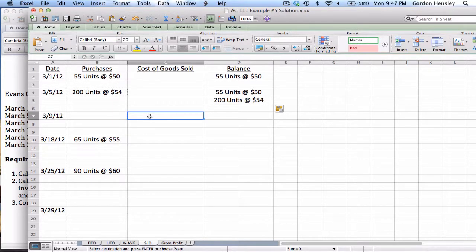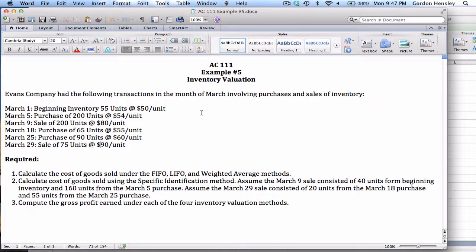Now this time, to use specific identification, they're going to have to specifically tell me which units were actually sold. Well, that information is included at the very beginning of the problem. Under the requirements, part two, it wanted me to calculate cost of goods sold using specific identification method. But then it says, assume that the March 9th sale consisted of 40 units from beginning inventory and 160 units from the March 5th purchase.